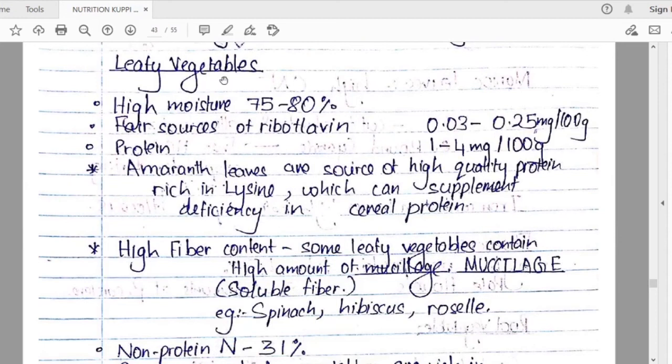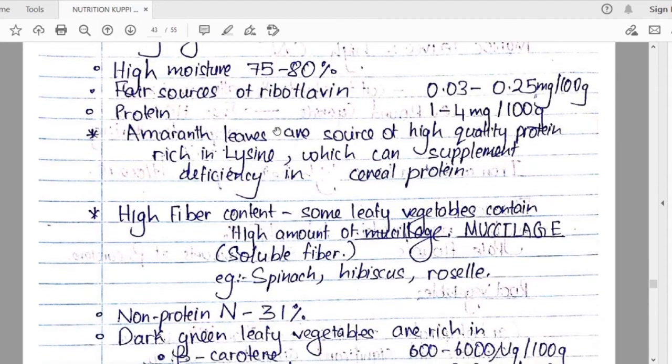Patangamu leafy vegetables walin. They consist of high moisture. Ekenne egollange total content ekin 75 to 80% water. Fair sources of riboflavin. Ekenne vitamin B2. Protein thiyena 1 to 4 mg per 100 grams. Api dannawa me 1 to 4 mg walata godak wedi in meat, fish and eggs and other sources of food.